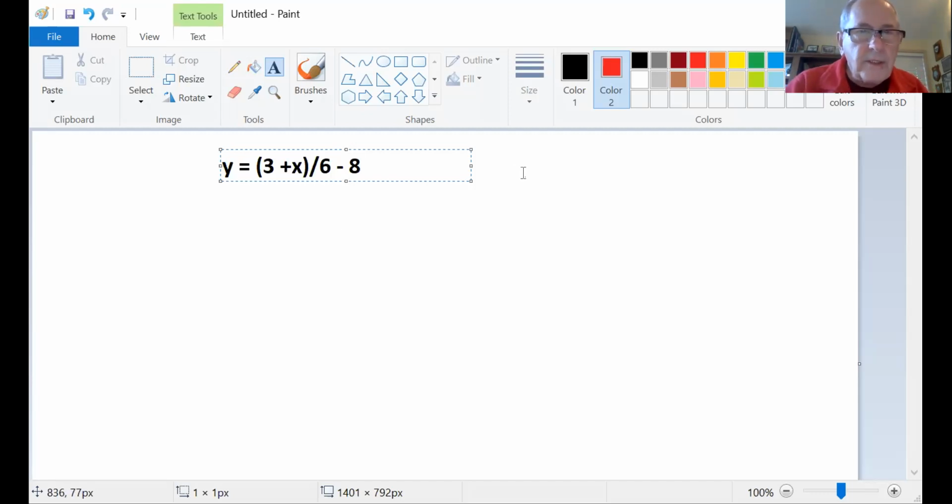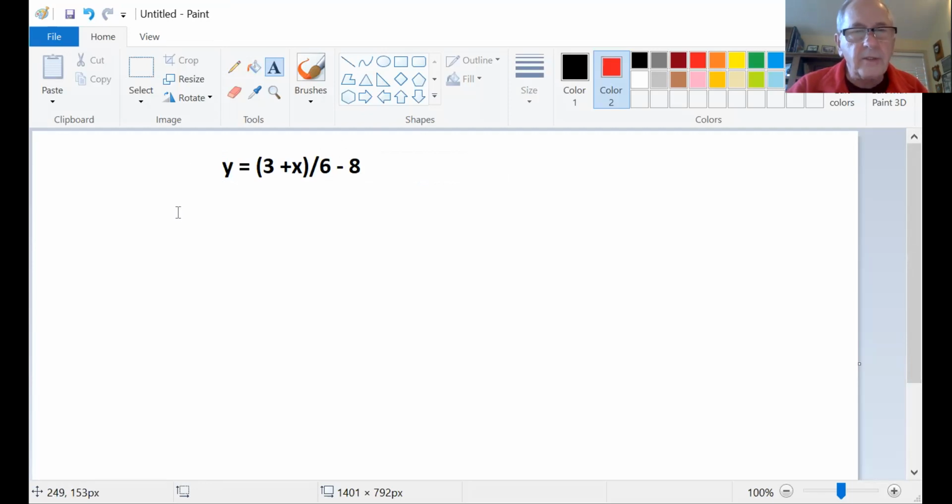Some people looked at this and said, oh, well, this denominator here is 6 minus 8. And that's got them all screwed up. And it's not. It's this one part of the equation minus this, because first of all, you take care of everything that's within the bracket first, and then you divide by 6.